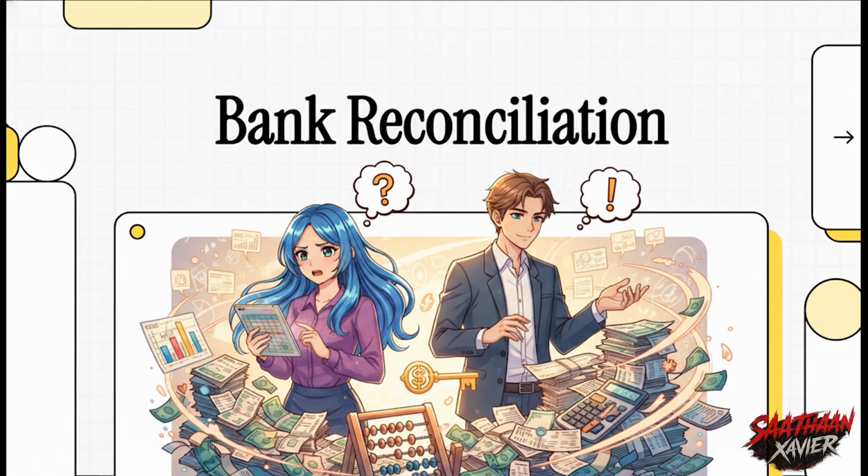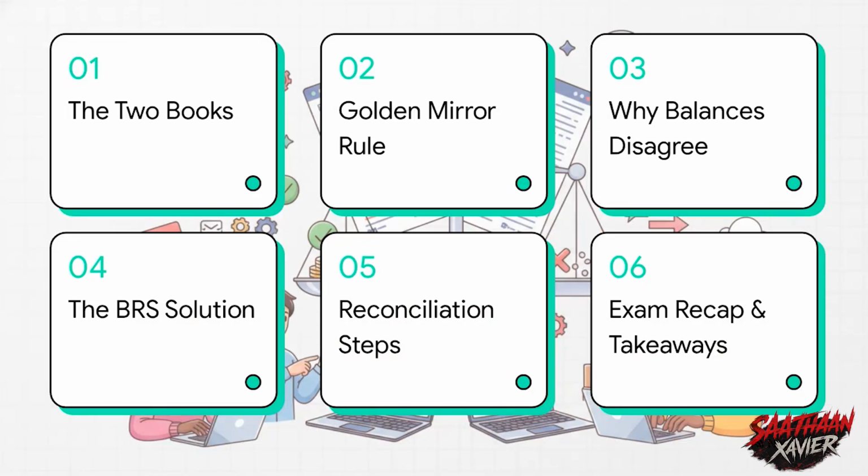We're going to unlock that conceptual clarity you need, not just for real-world business, but to totally ace your accounting exams. Here is our roadmap for today. We'll cover the two books, the Golden Mirror Rule, why balances disagree, the BRS solution, step-by-step reconciliation, and finish up with an exam recap and takeaways.